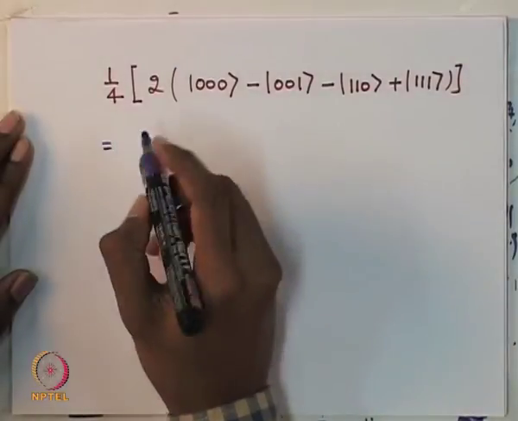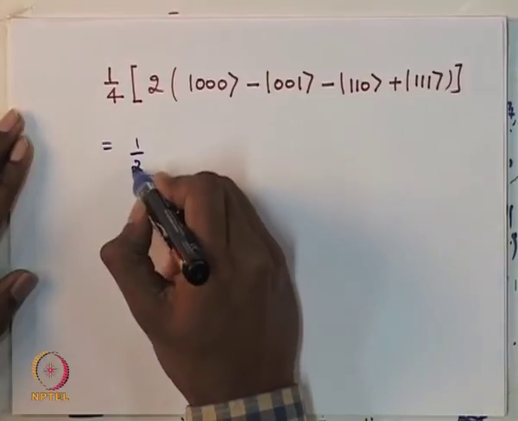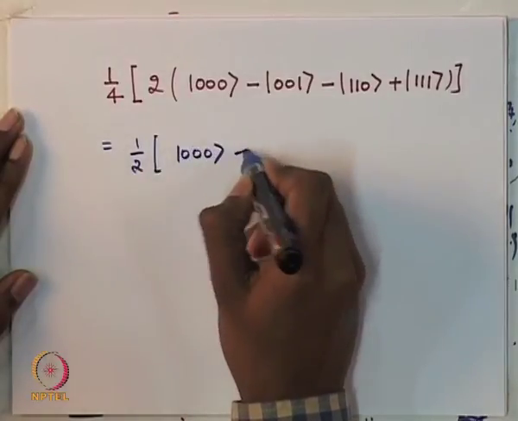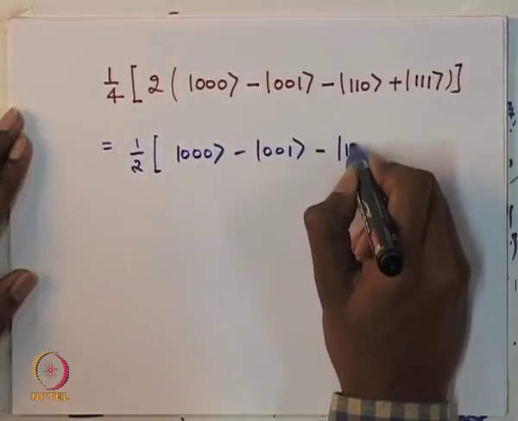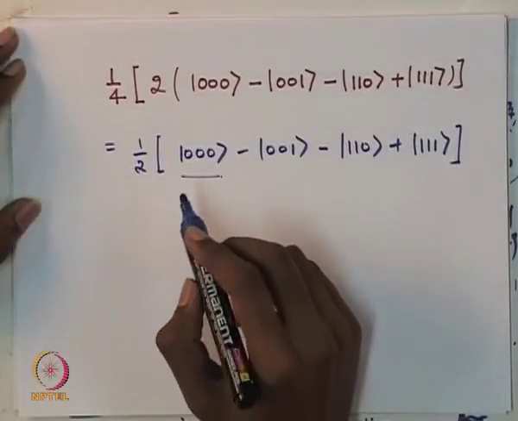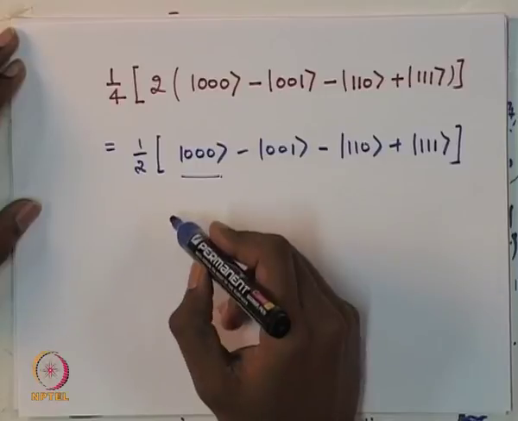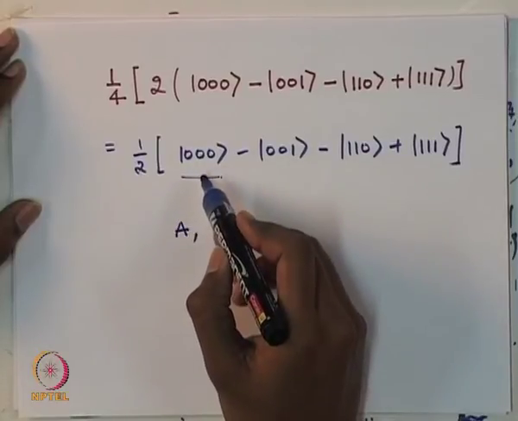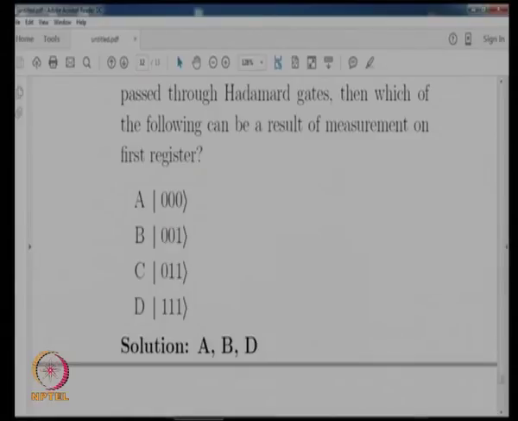So the final output we obtain is 1 by 2 times qubit 000 minus qubit 001 minus state 110 plus state 111. Now looking at the options, option A is correct because the state 000 is present, and option B is also correct because state 001 is present. Option C, which is the 011 state, doesn't exist among these, so C is wrong. And option D, which is state 111, is also included in the linear combination of the output. So options A, B, D are correct.